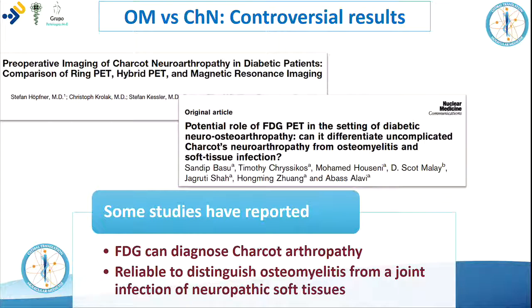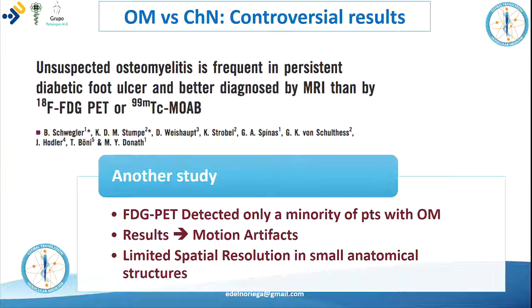Regarding the comparison of osteomyelitis and Charcot neuroarthropathy, there are controversial results using PET-CT. Many studies report that it can diagnose Charcot arthropathy and distinguish osteomyelitis from joint infection or neuropathic soft tissue. But other studies said that it can only detect a minority of patients with osteomyelitis, with motion artifact and limited spatial resolution because of the small anatomical structures.